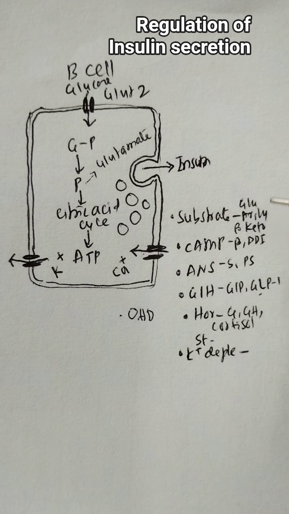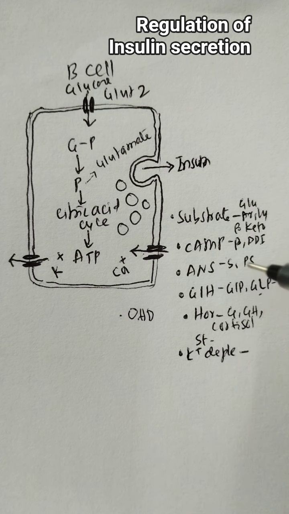Substrates like glucose and proteins, especially arginine and lysine with beta-keto acids, play a very important role in insulin secretion. Accumulation of cyclic AMP, which is caused by beta agonists, and phosphodiesterase inhibitors like theophylline increase insulin.